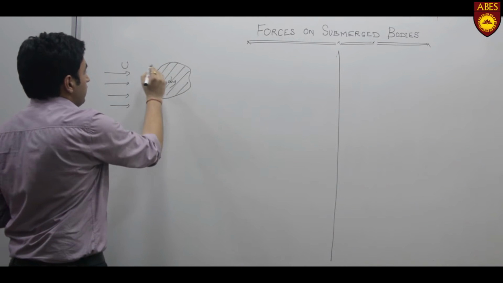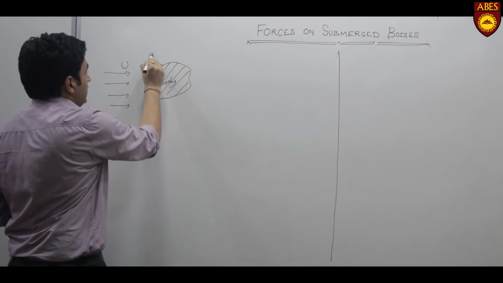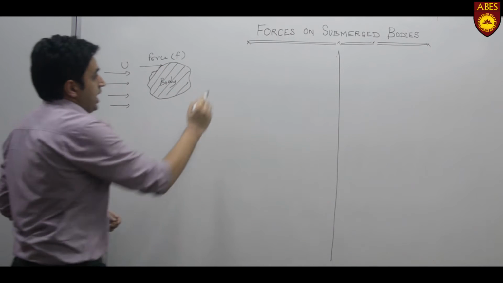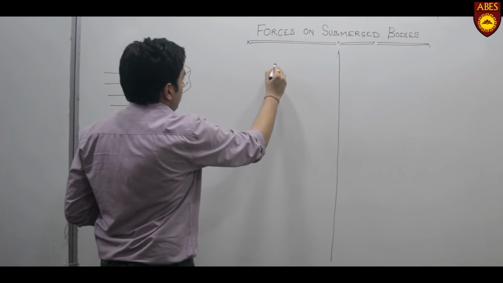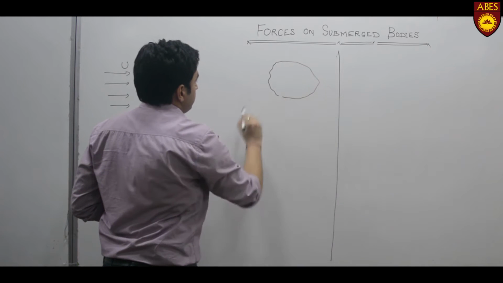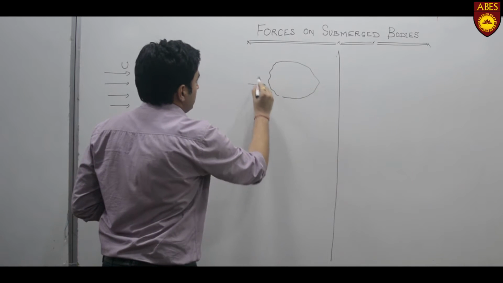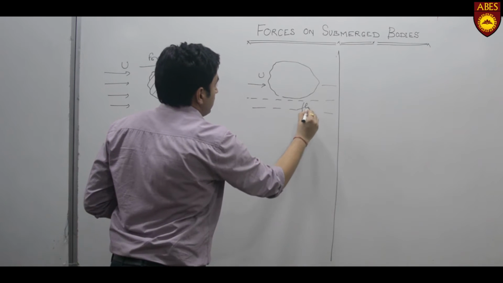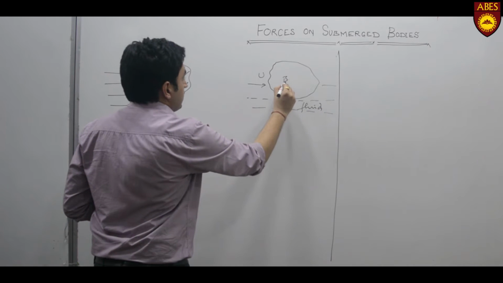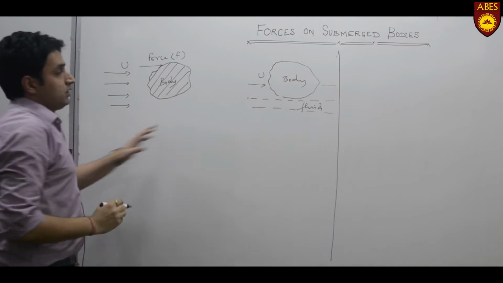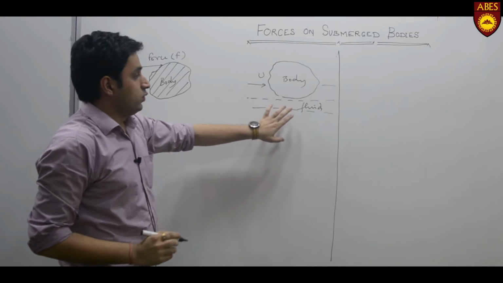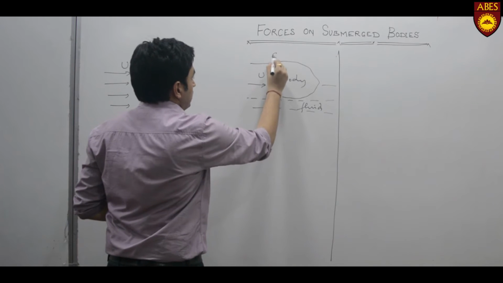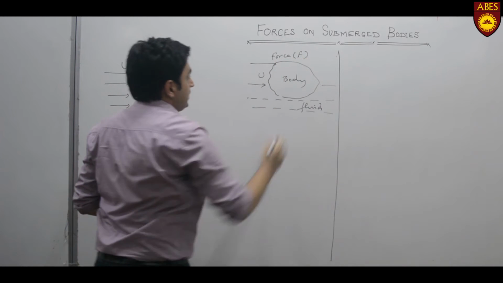So in this case, the force will be acting on the body. And second, there may be a case when similarly a body is there, moving with some velocity U under some fluid. In this case the body will be moving, and the fluid is stationary. So in each case, the force will be acting on the body itself.